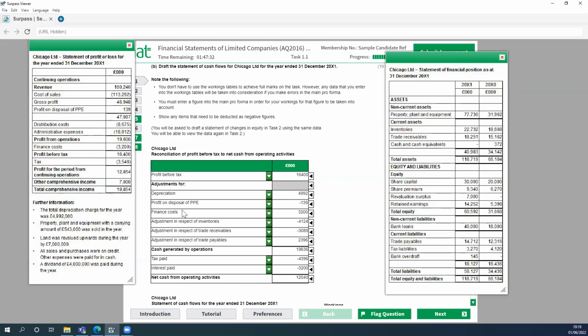Again, the format is always the same. And then let's have a look at our adjustments for our inventory. So what's happened to our stock?